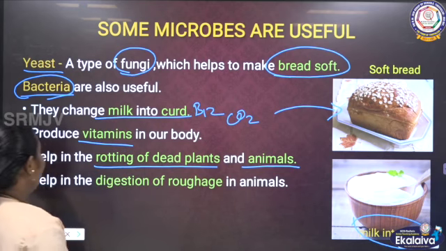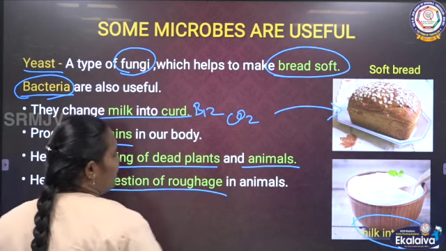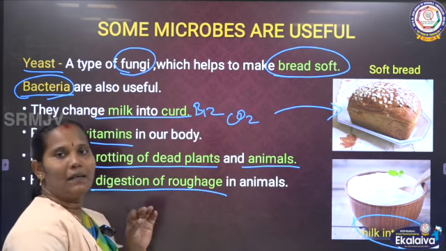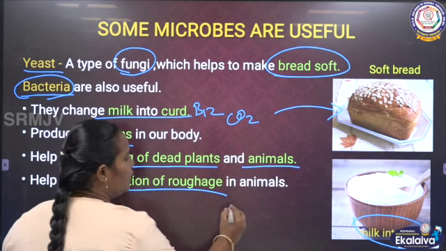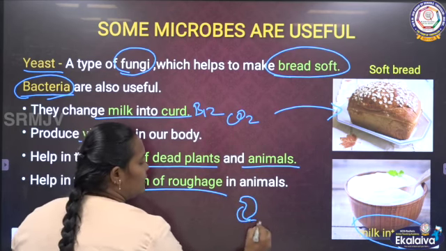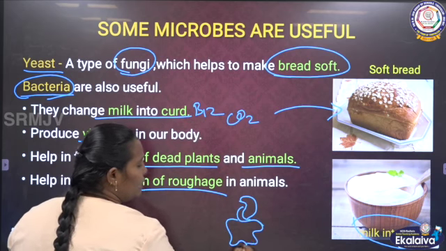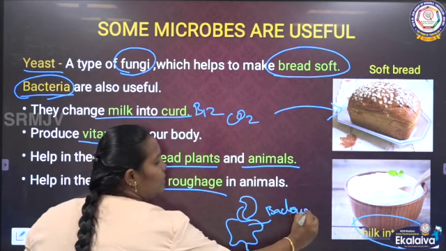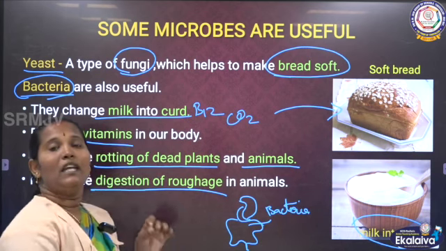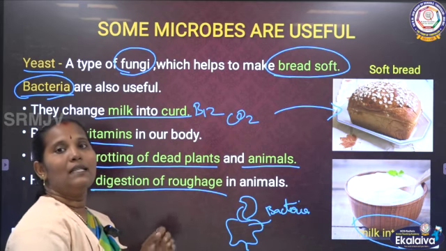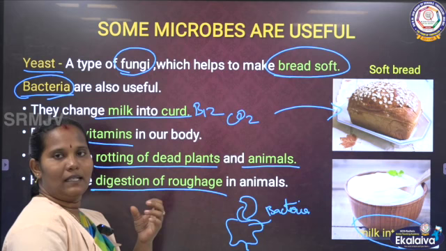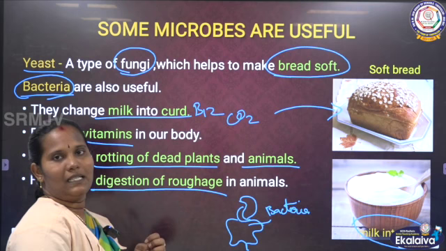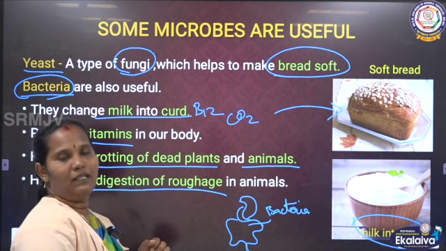Clear? Next one, help in the digestion of roughage in animals. I told you some bacteria are present in our small intestine. This is our stomach, and after that the small intestine is there. In our small intestine, some microbes are there. This is the bacteria. How they help us: this bacteria makes our digestion easy. If you are having roughage, those starchy things, this bacteria makes the digestion process easy. So digestion will be easy because of this microbe.